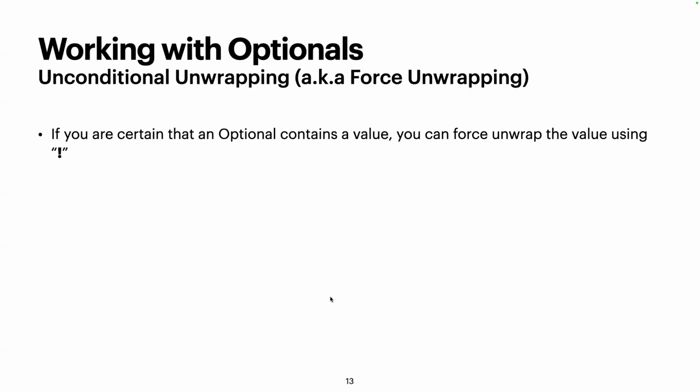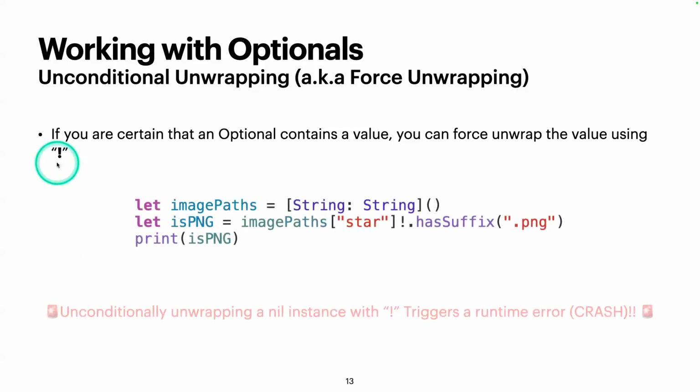All right. The final way of working with the optionals is something called unconditional unwrapping, or aka force unwrapping. So sometimes you know that an optional variable always contains a value. And so you can use something called an exclamation mark to force unwrap it. So here we have, again, some similar code with this image paths dictionary. And here we have, again, this thing can return optional. But let's say, in this case, now we're not using a question mark anymore. Now we're using an exclamation mark. And what that means is I don't care what value is in there. I want to get it.